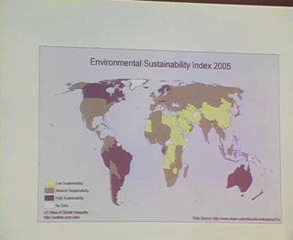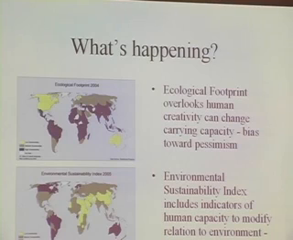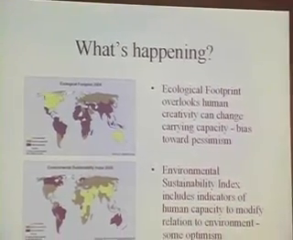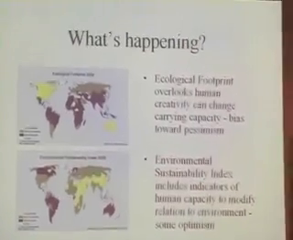So what's happening here? What we think is that the ecological footprint is really overlooking human creativity, whereas the Environmental Sustainability Index, by default rather than by choice, has included some indicators of human capacity to modify the relation to the environment. What this suggests is the need to situate these different views on the continuum of contemporary views. And essentially, we can do this on a continuum between optimism and doom.